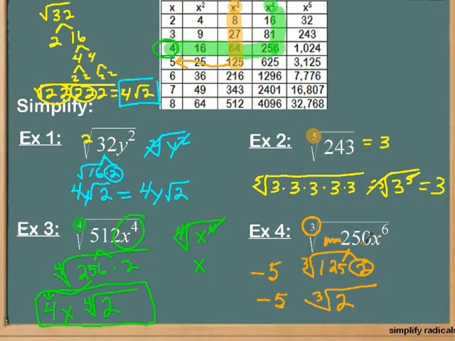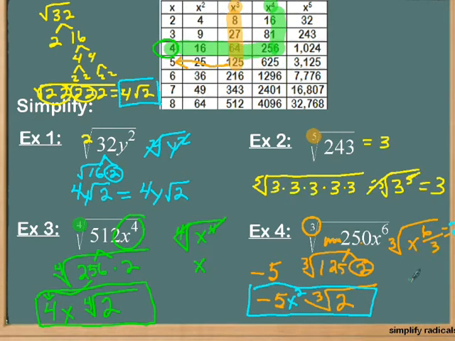Now I'm dealing with the x to the 6th. And remember that little trick I just showed you: if the index is 3, then I divide the 6 by 3. And 6 divided by 3 is 2. So how many times does this x to the 6th come out as a 3rd root? And that is 2. Now in case you weren't sure of what I meant by that, here's your final answer.